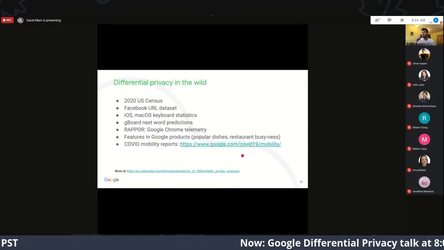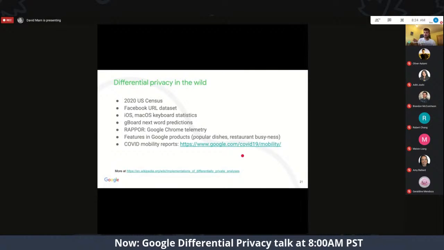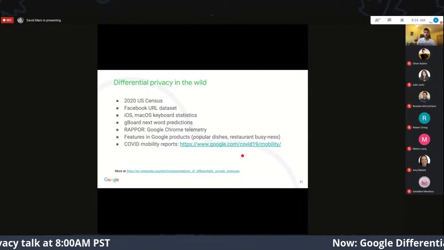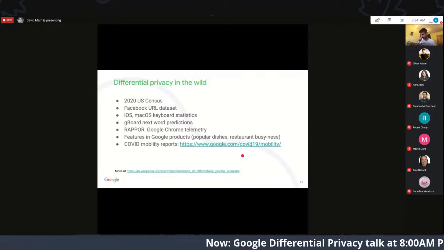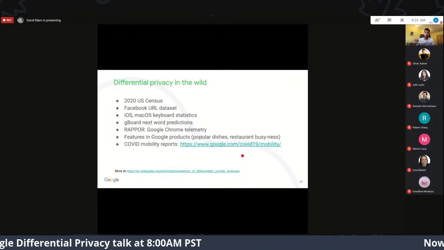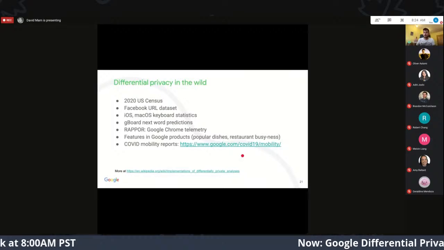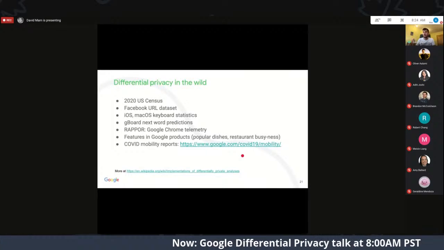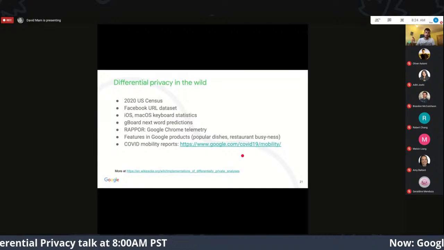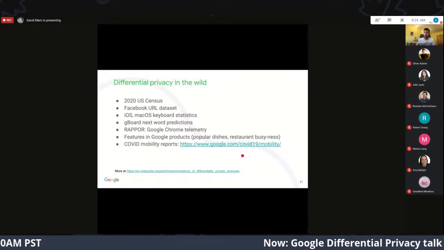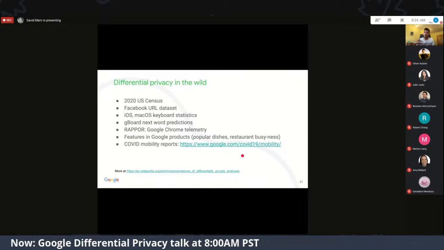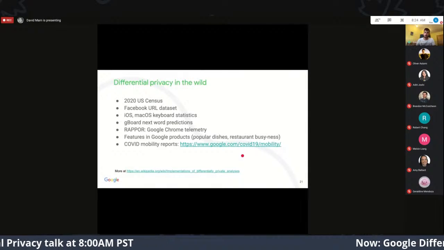Then furthermore, we use differential privacy in a plethora of Google products. So we've mentioned popular dishes, as well as the busyness of restaurants and other businesses. And maybe more recently, we've used differential privacy to anonymize the mobility reports as a result of the COVID pandemic. So we have analyzed the differences in the way that people travel, the differences in the number of visits to different public places, and we've published this on the link seen here. But you can also find more of these implementations on the Wikipedia link below.